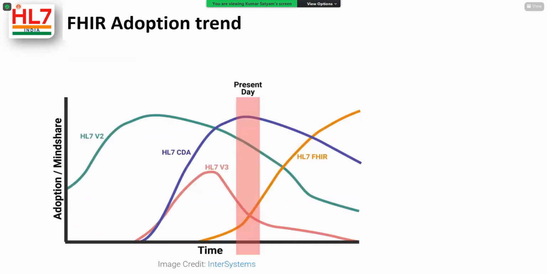This is a FHIR adoption trend that I got from, and the credit is InterSystems. It shows where the different HL7 standards are and where they have the mind share. If you see, the mind share of HL7 V2 is going down. CDA is also tapering somehow. V3 is already on the way down. But FHIR is still on an upward trajectory, and the adoption of FHIR is increasing every day.